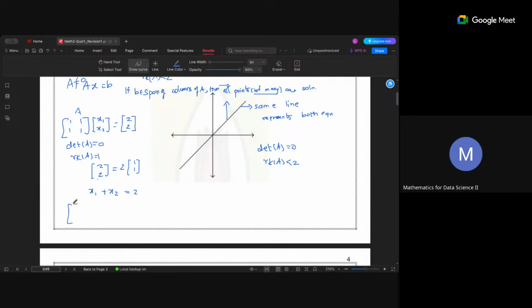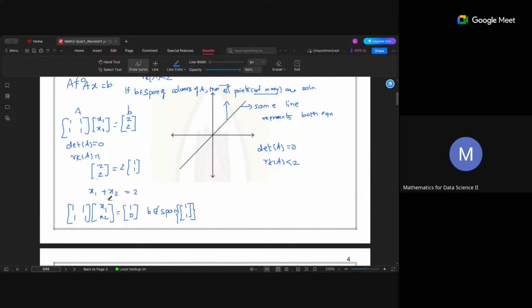Let me complete this part first. Here you see that this is your B, and B is a multiple of one of the columns of A, so this condition is satisfied. But let us consider another scenario for the same A where this B is something different, let us say 1 0. Now this B does not belong to the span of 1 comma 1. So we don't have any solution.